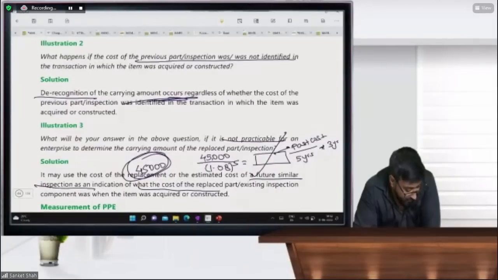Yes, beta. They are valuers, beta. They are professional valuers. Ayush Agarwal ji.